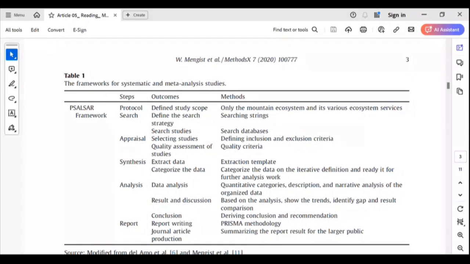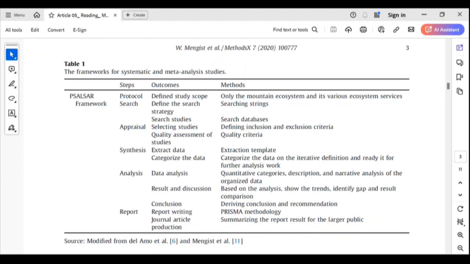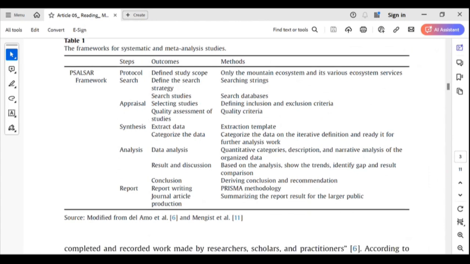I think some of our participants here are also from science, engineering, chemical engineering, and science. So they are one mountain ecosystem only. And various ecosystem services, right? Then the searching string, later still got appraisal, synthesis, extract data, extraction template, then method. They give you a lot of the analysis. So these are very systematic. You can follow exactly the same thing.